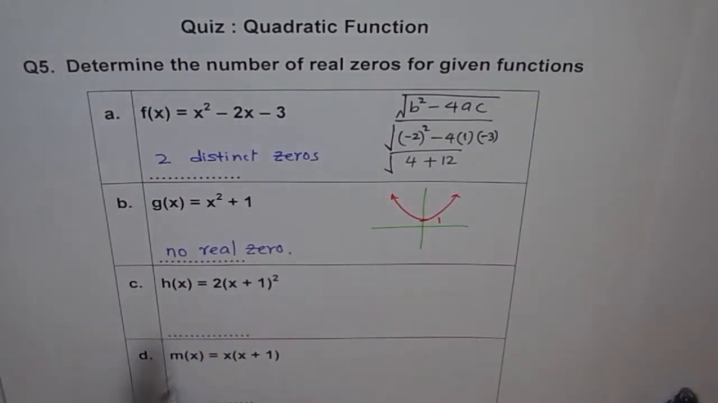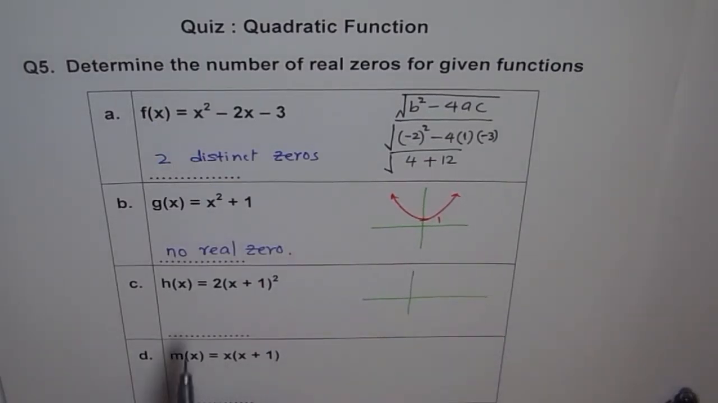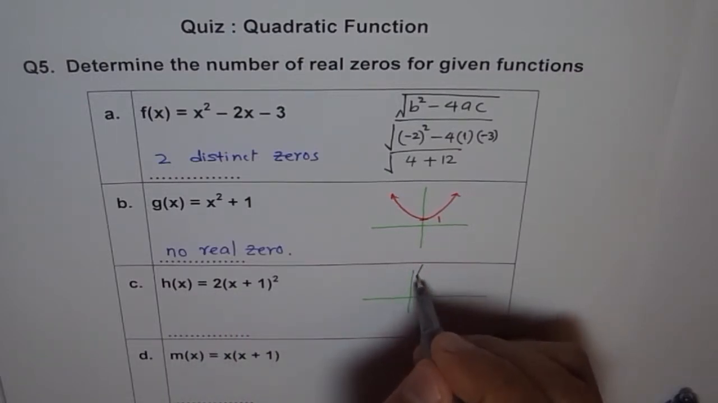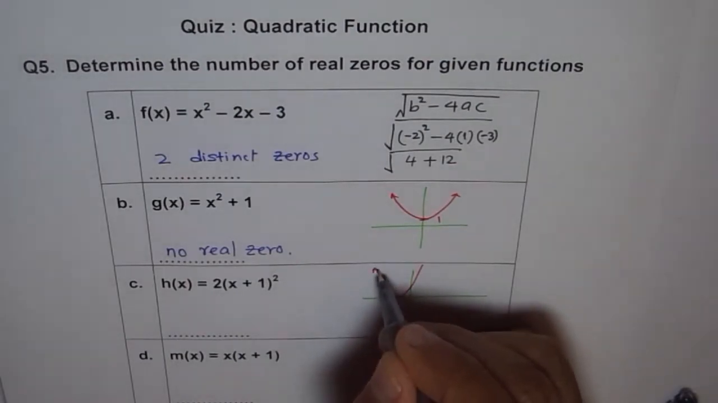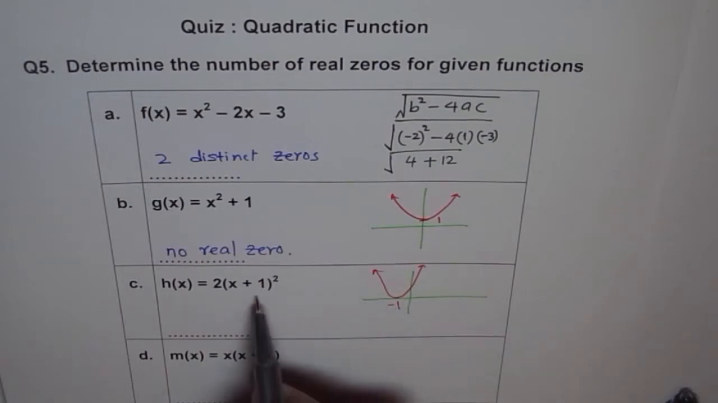Okay, let's look into this one. Can you sketch this function? h(x) equals 2 times (x plus 1) whole squared. It really means that you have moved your x squared 1 unit to the left and vertically stretched by 2. So basically your function is kind of like this. So this point is minus 1. The vertex is at (minus 1, 0).